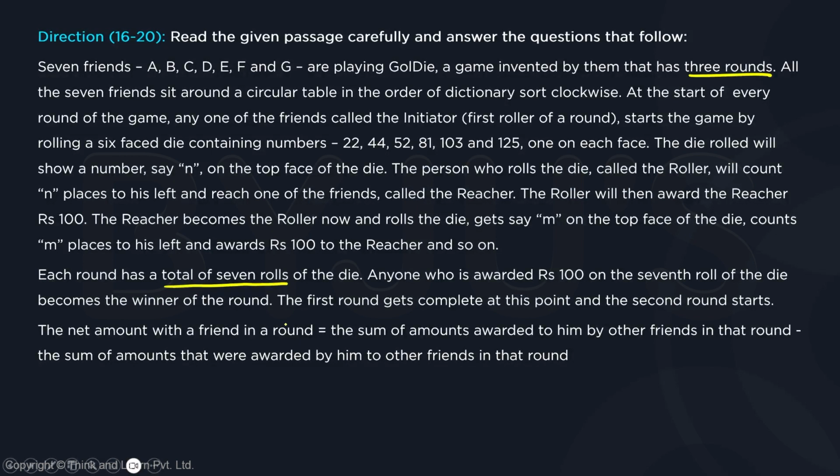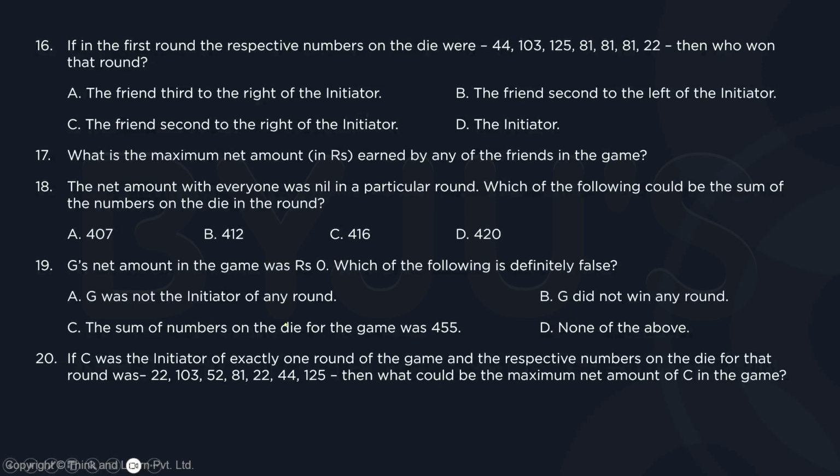Okay. Let's look at the questions. What kind of questions we have? It says if in the first round the respective numbers on the die were 44, 103, 125, 81, 82, and so on, then who won that round? What is the maximum net amount earned by any of the friends in the game?